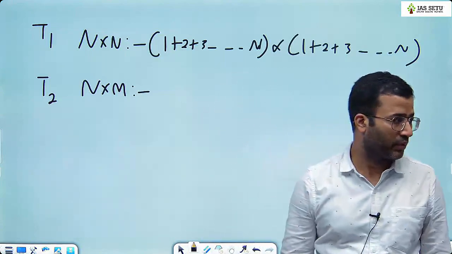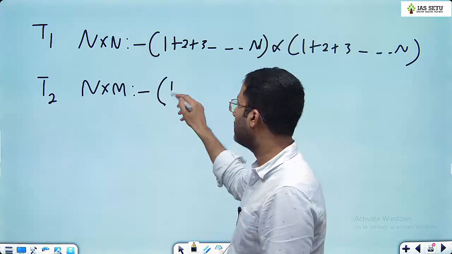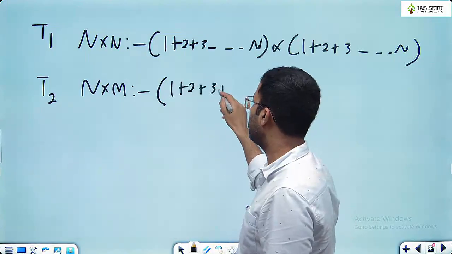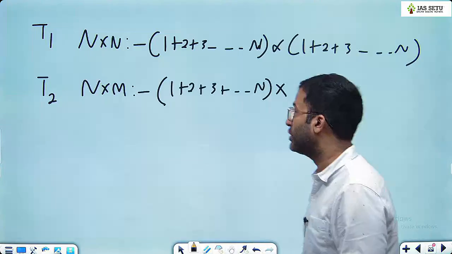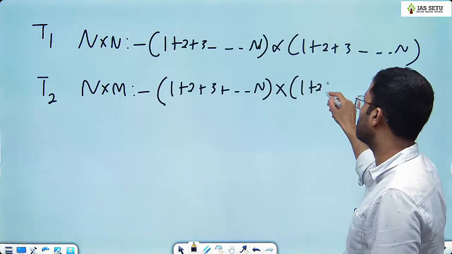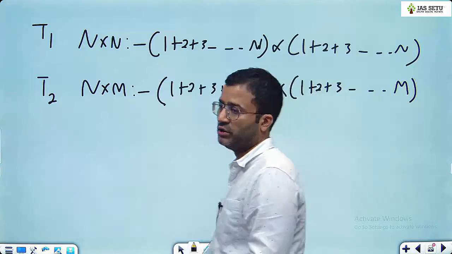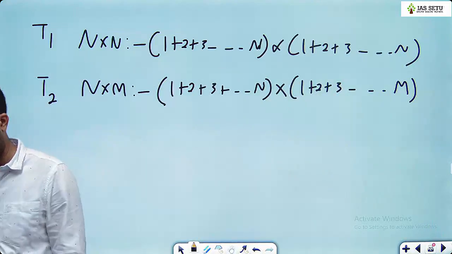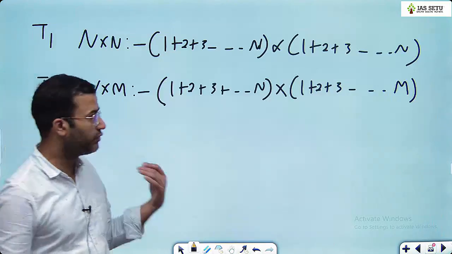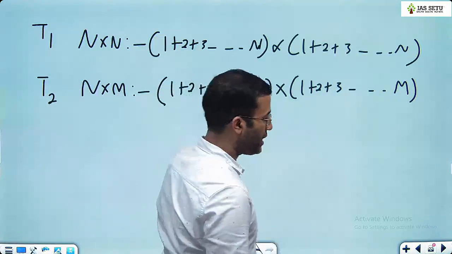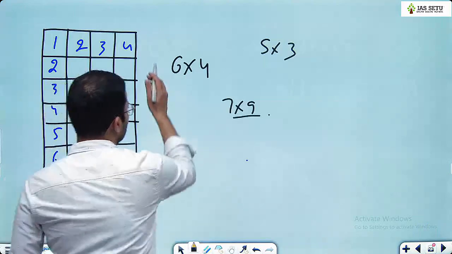N by M. So here bracket start first N, so sum of first N natural numbers. Same. Second alphabet is M. So in the second bracket, it will be 1 plus 2 plus 3 up to M, sum of first M natural numbers. Sum of N natural numbers, sum of M natural numbers. Like we apply, I take two examples, then I ask you. Like this is 6 by 4.